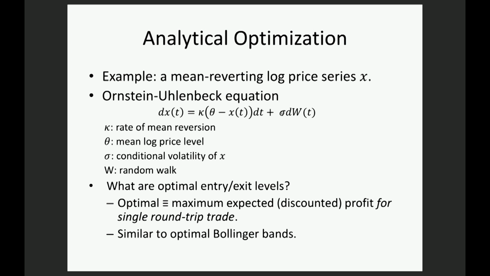last term here is a simple random walk term, right? You have a dw, which is a Gaussian noise term, multiplied by volatility factor, sigma. We call that the conditional volatility for a reason that might become clear later. And then that part is just a simple random walk. And then the first term is what's important, a mean reversion term.